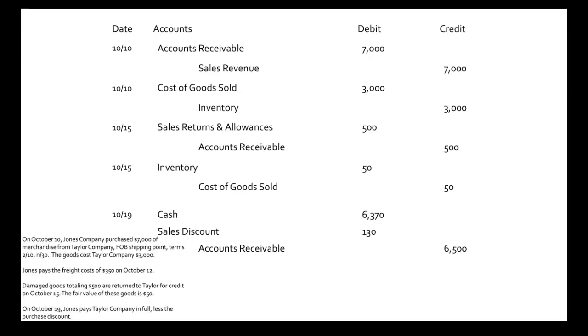Then take a look at the discount. It's a 2% discount, so we take $6,500 times 0.02 and we get that $130. And notice that the seller doesn't count the discount under inventory, but instead counts it under an account called sales discount. Then our cash is just going to be the amount that they owed minus the discount, right? So $6,500 minus $130 gets us that $6,370.